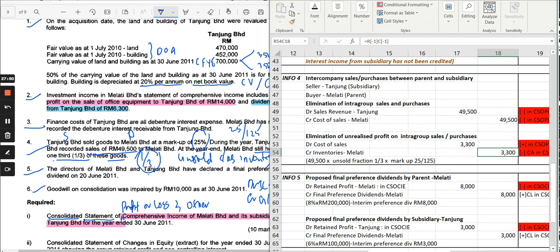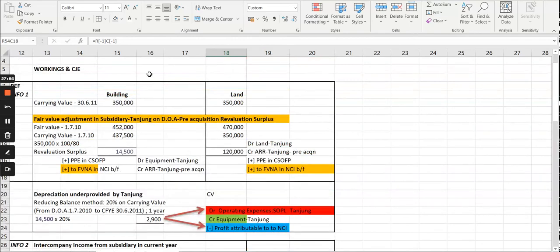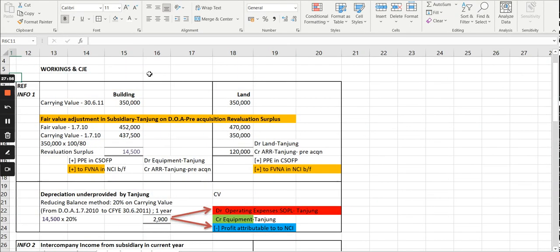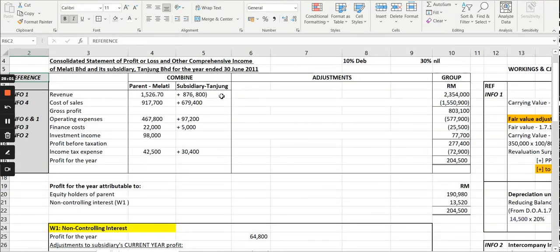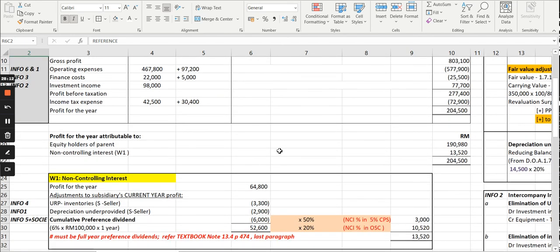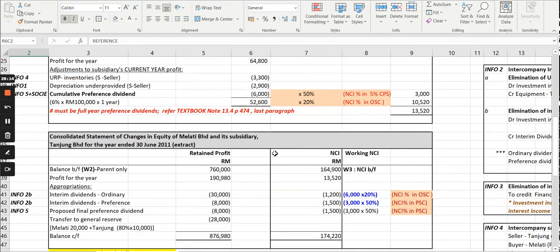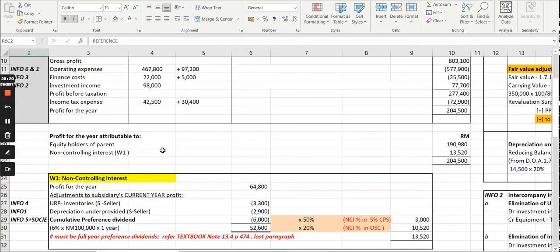Now we shall go and prepare the statement, but we will be doing the preparation of the consolidated statement of profit or loss in our next video. Just go and do the adjustment so that you can fill up the blank section here, and after that we will be doing all the presentation for consolidated statement of profit or loss and other comprehensive income, and also the statement of changes in equity.